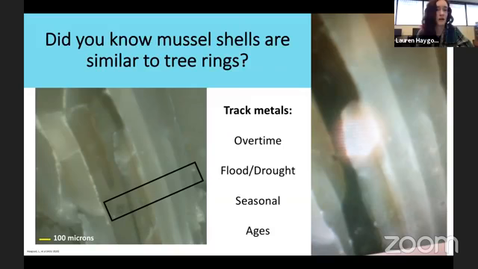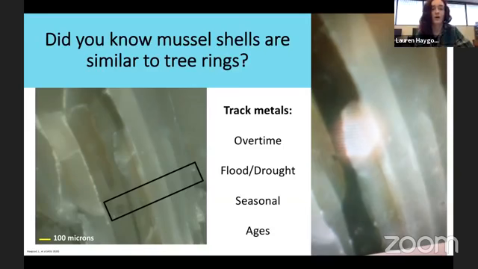So we can figure that out as well if it's not in the literature. And we can also get seasonal metal tracking data. Even within the growth layers, there are seasonal variations. So we could make the spot size really small. This is 100 microns, which is still very small, but we can go even smaller and get seasonal variations.